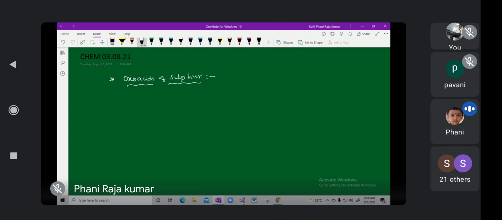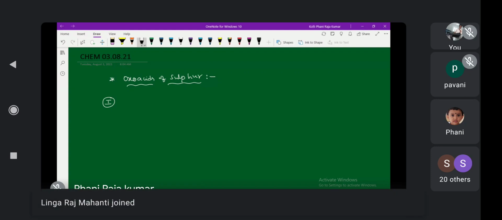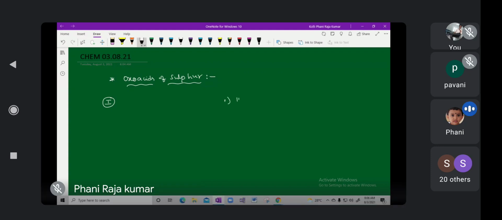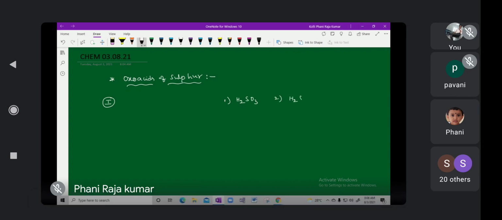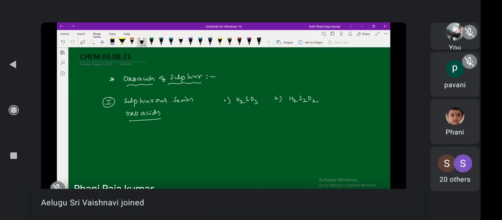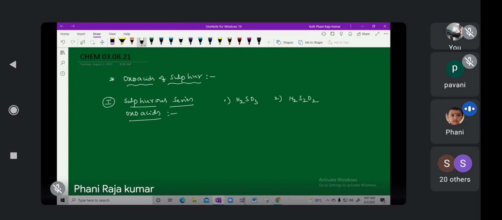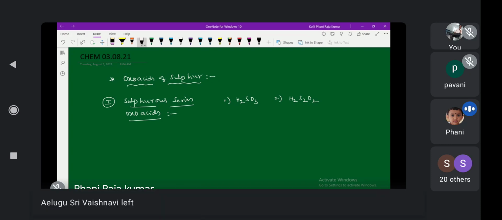We started oxoacids of sulfur. In type 1, I told two examples. One is H2SO3, second one is H2S2O2. Sulfurous acid, thiosulfurous acid. The type 1 we call them as sulfurous series oxoacids. Sulfurous acid, thiosulfurous acid.